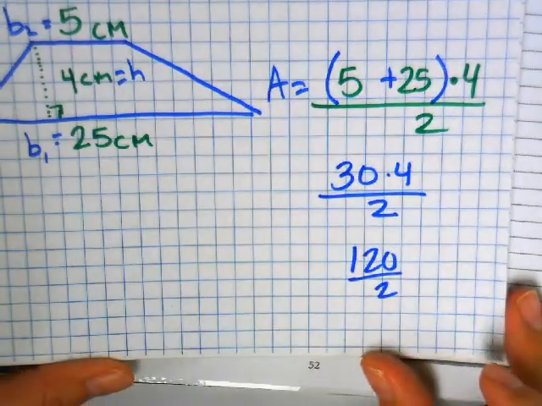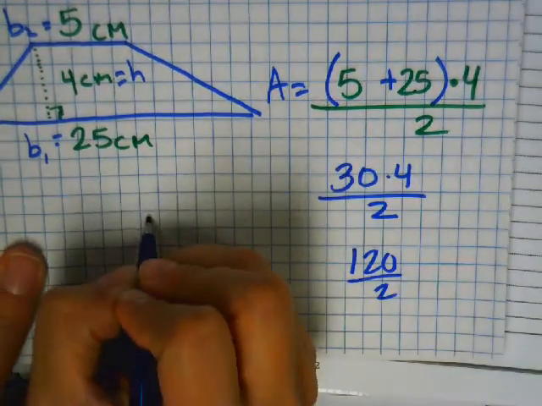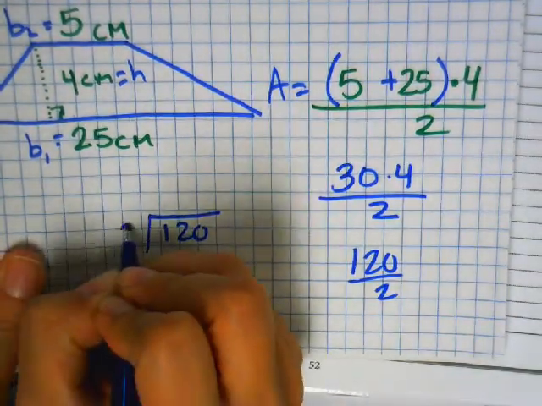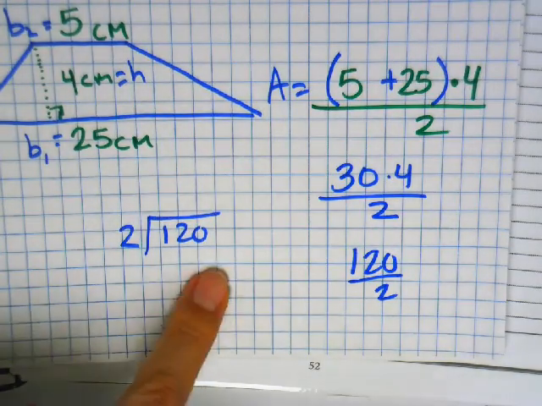Oof. I don't know. I'm going to go over here. Right? I got 120 divided by 2.